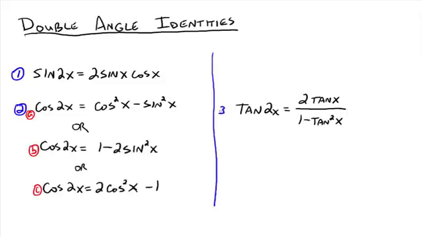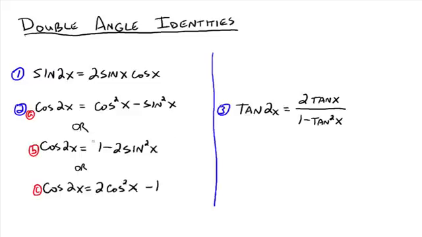This is number 3. This is the identity for tangent of 2x. We're not going to derive it. You can if you want. You don't need to memorize the tangent of 2x identity, but you do need to know the sine of 2x, what that goes to, and the cosine of 2x, what that goes to. You must know those off the top of your head.